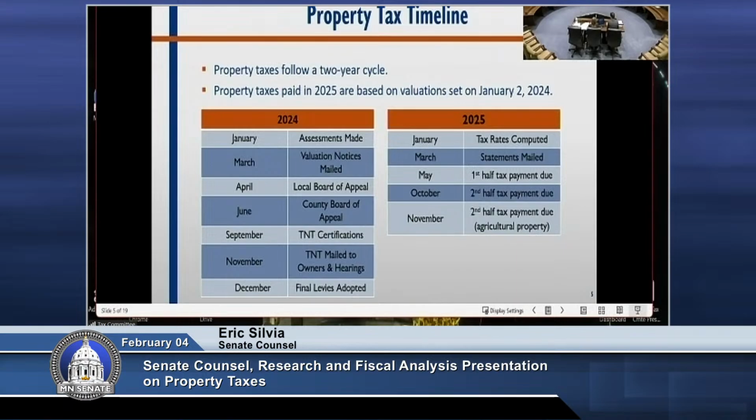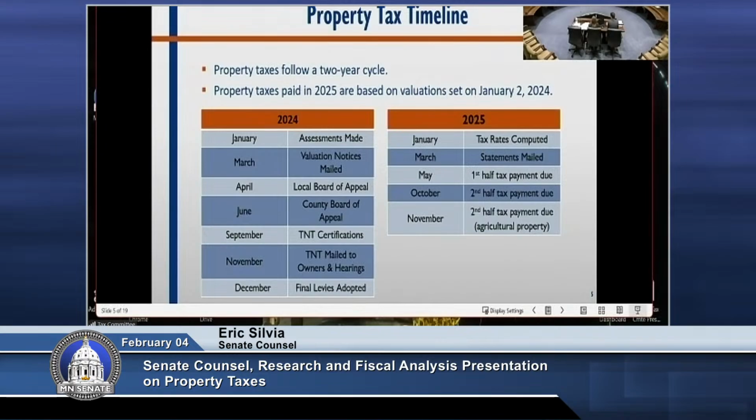And for property taxes payable in 2025, those are based on values and classifications that were set in the first year, so the assessment year. Just briefly running through the timeline, January 2nd is the assessment date. In March, those valuation notices are mailed to taxpayers. And at that point begins the opportunity for the taxpayer to challenge assessments and classifications.